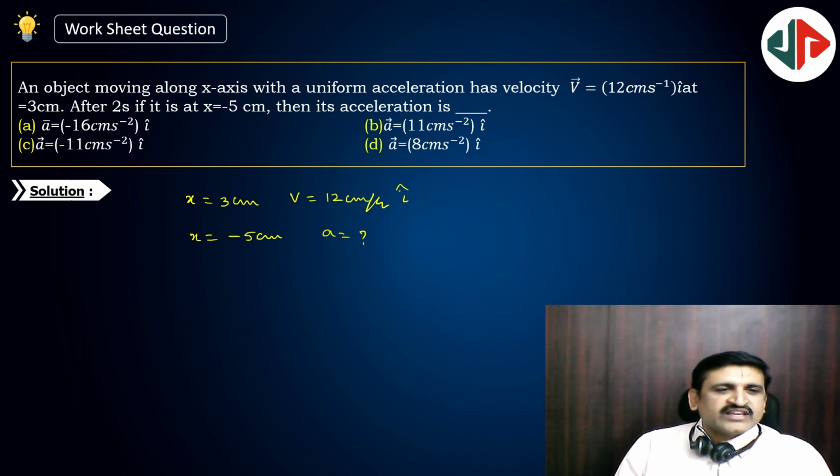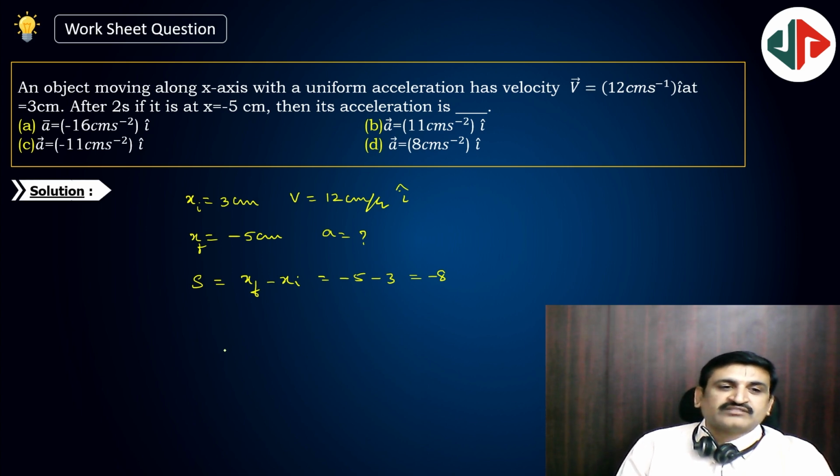Initial position is there, final position is there, so that we can have displacement s. S is equal to final position minus initial position. This is final, this is initial. Final position minus initial position is minus 8. Displacement is there. Initial velocity is given, that can be taken as u. So s is there, u is there, a we want. And after 2 seconds, the time duration is also given: t equal to 2 seconds.